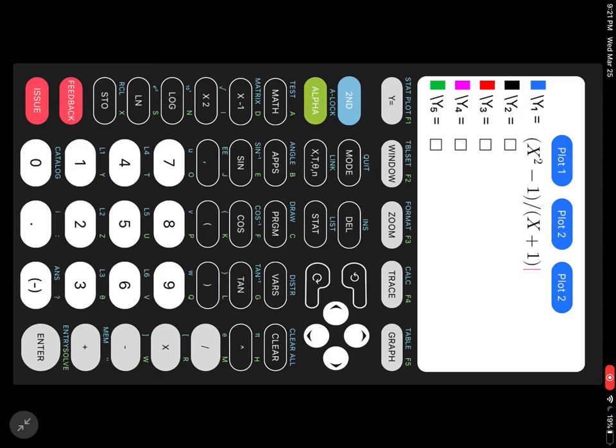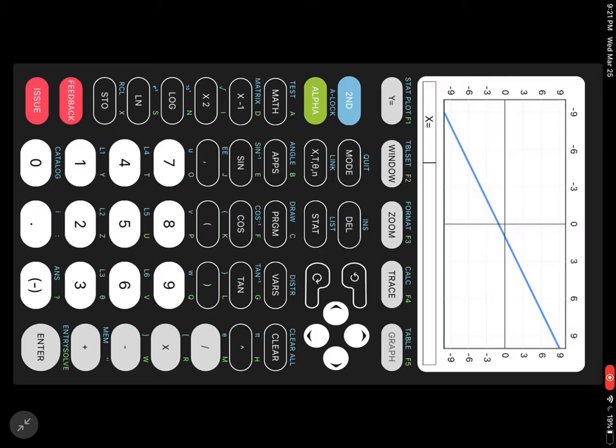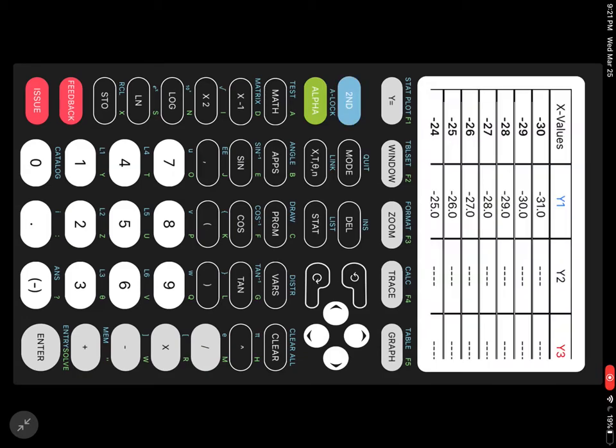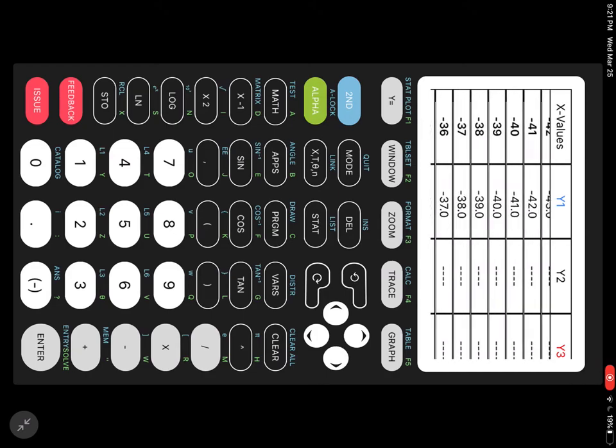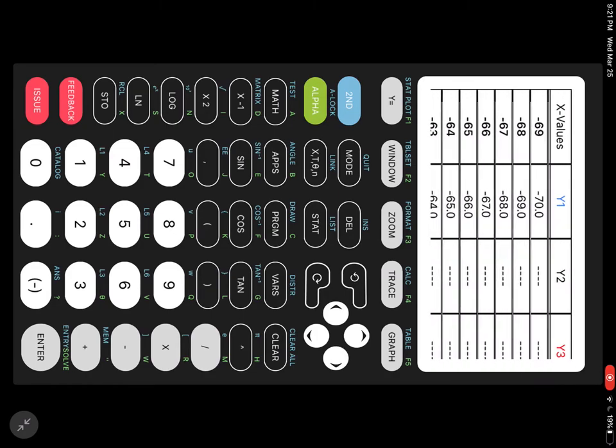So if you type this in your calculator and then you press graph, you're going to see a straight line, and you're like, well, that looks like a linear graph. But if you go to your table of values, you will notice that there's a hole in the graph. And I'm going to show you where that hole is.